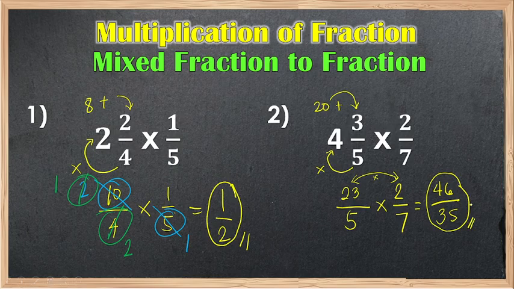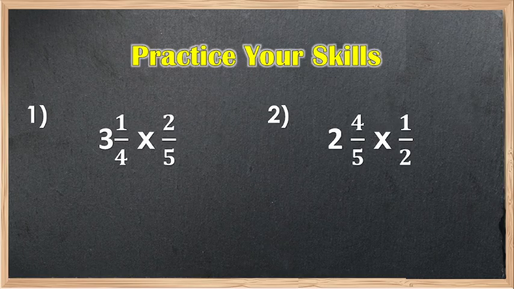Okay. So I hope you already know how to multiply a mixed fraction to another fraction. Try to practice your skills. Let's try to answer this one. Number 1, 3 and 1/4 times 2/5. And number 2, 2 and 4/5 times 1/2.